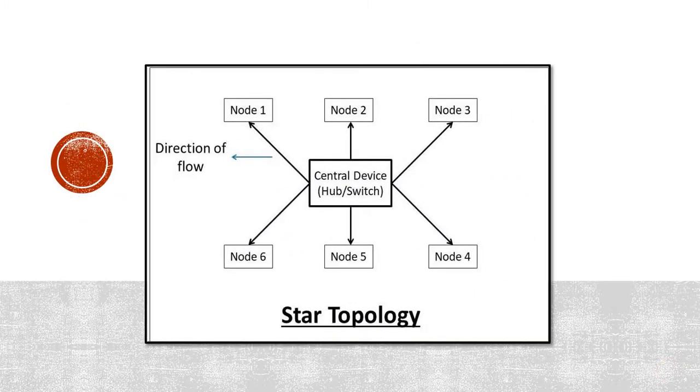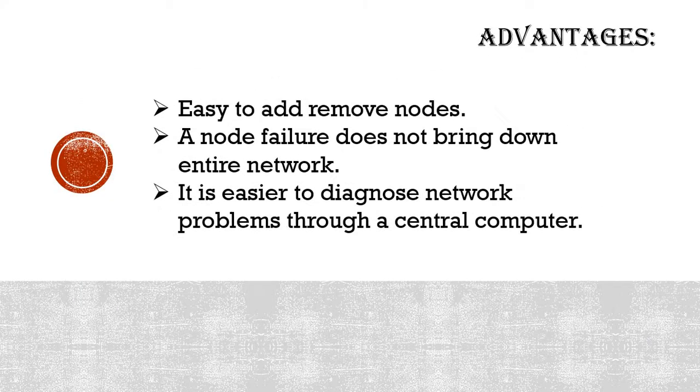This is a simple diagram for star topology. Over here, a central hub or a switch is connected with each and every node. These are nothing but directional flow lines. Now let's move towards the advantages of star topology.